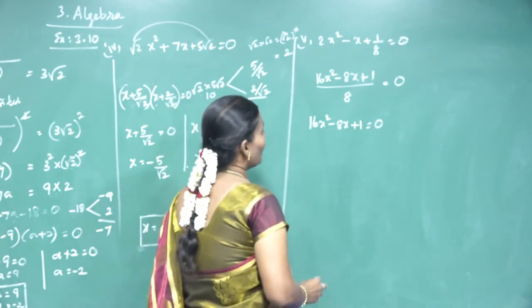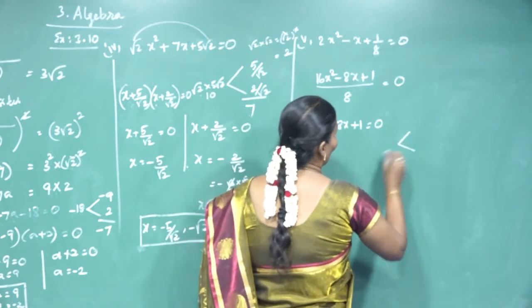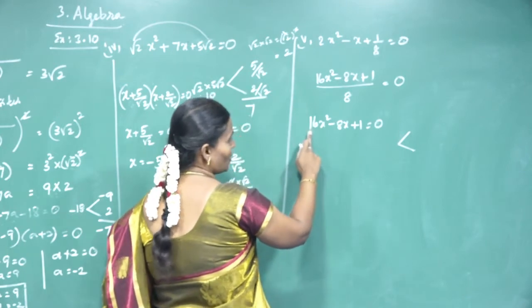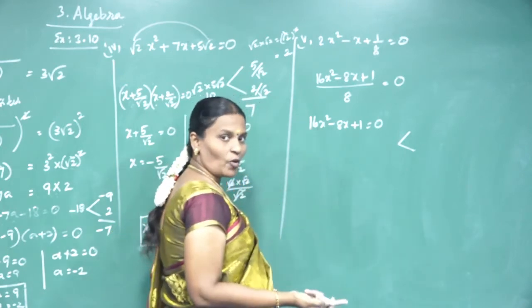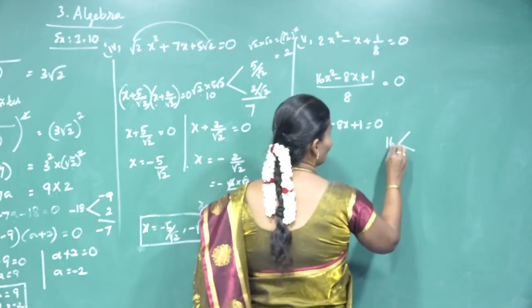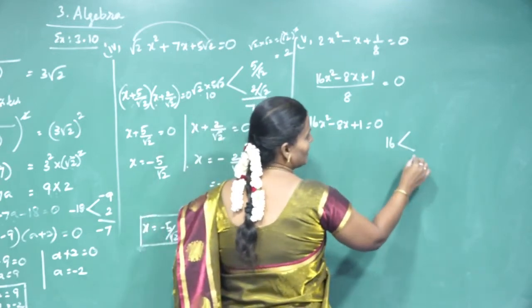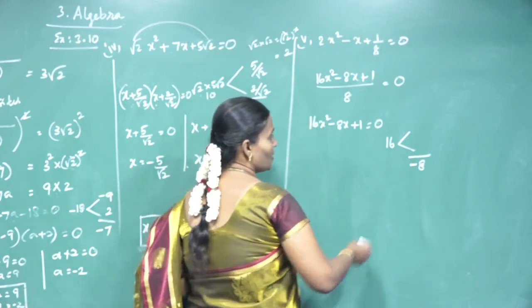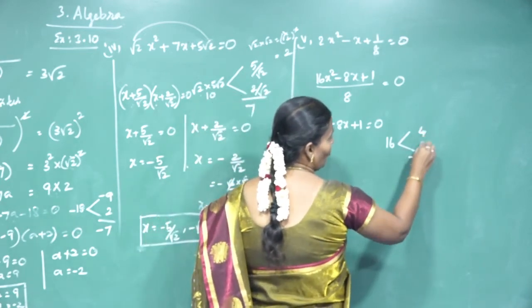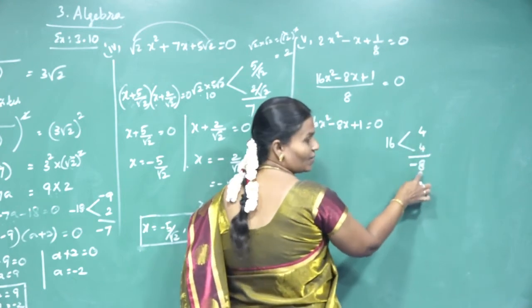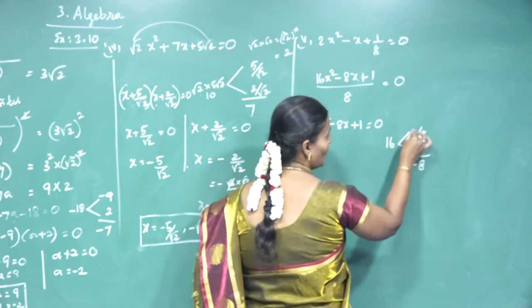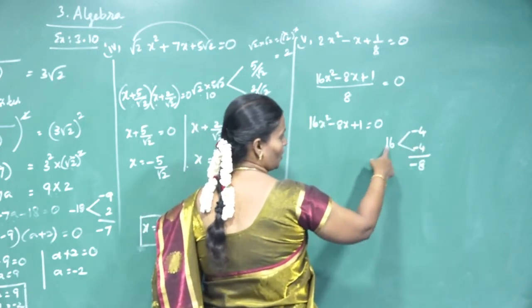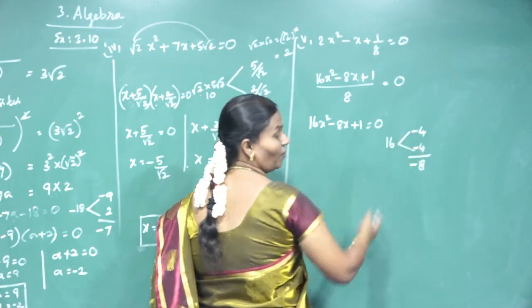Now see, what is the coefficient of x square? 16. So 16 into 1 is 16, that is the product, and minus 8 is the sum. So what are the numbers? 4 4s are 16, and 4 plus 4 is 8, but here I have minus 8, so you take minus 4 and minus 4. Minus into minus plus, 4 4s are 16, and if you add these two, you get minus 8.